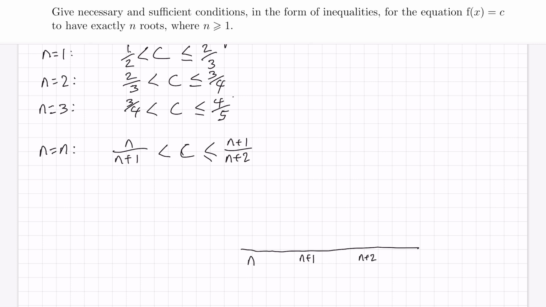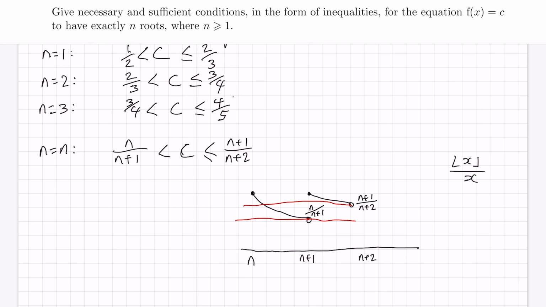What does that actually look like in terms of the function? Well, again, the function is x over x. So it always starts at 1, and then it drops down to, for this one, n over n plus 1. And then it's going to shoot back up to 1 and then go down to n plus 1 all over n plus 2. So to have n solutions, I need a solution in here, but not in here. So how can I actually get a solution in one and not the other? Well, C needs to be somewhere in between the two.